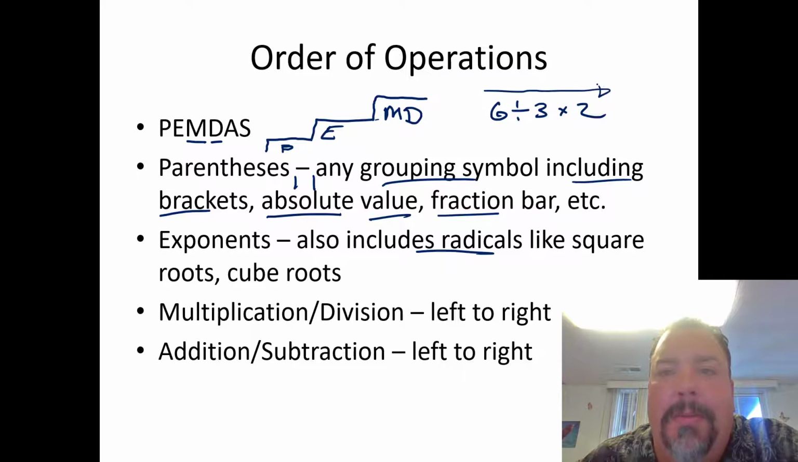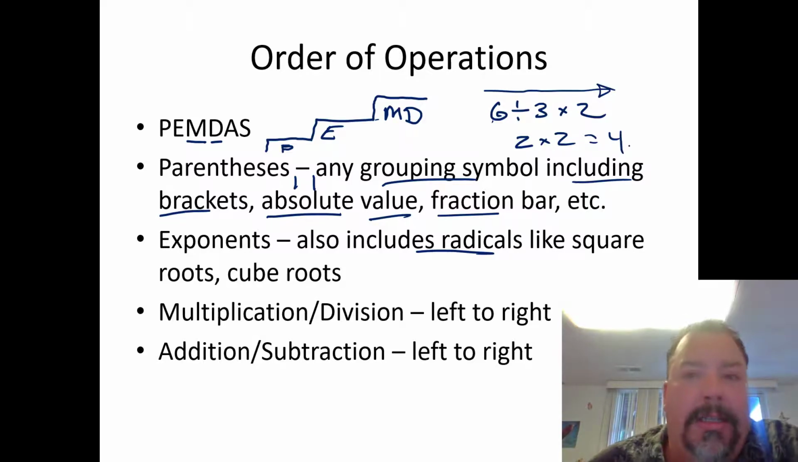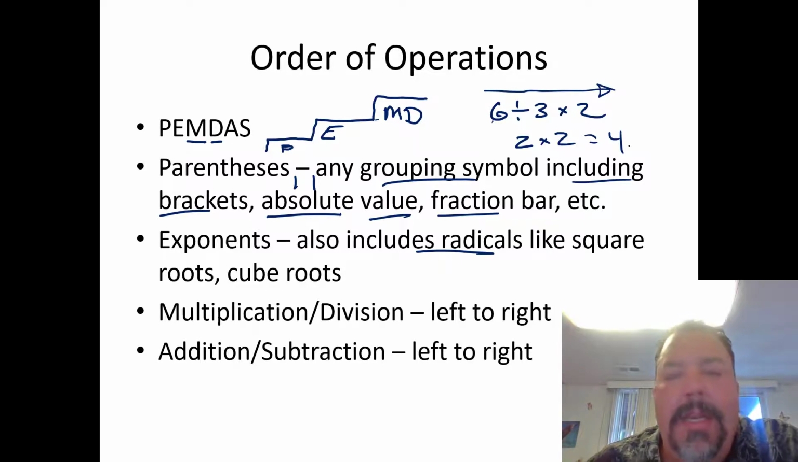As I go left to right, what do I come across first? I come across 6 divided by 3, so that's what I resolve. 6 divided by 3 is 2. Then I would have 2 times 2 is 4. So you can see that the order that I do them in matters. If I do 3 times 2 first, then I would get a completely different answer. Now your calculator and online calculators will do this automatically. If you just type it in like this, they'll automatically know what order to do them in.